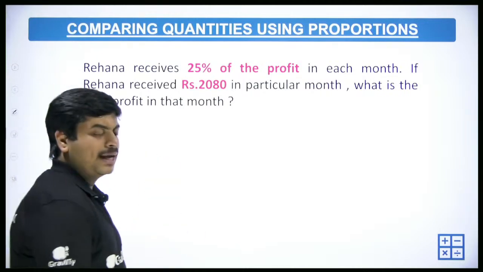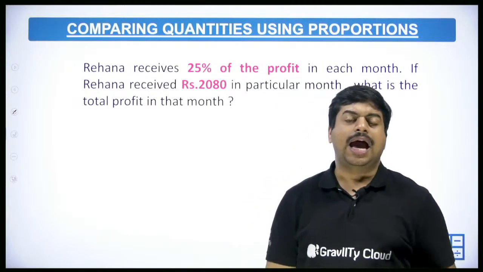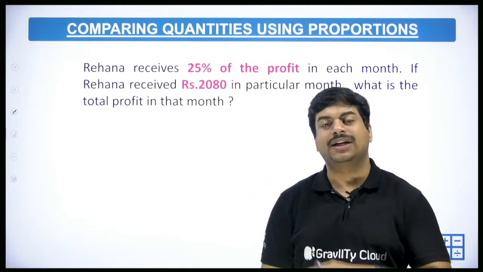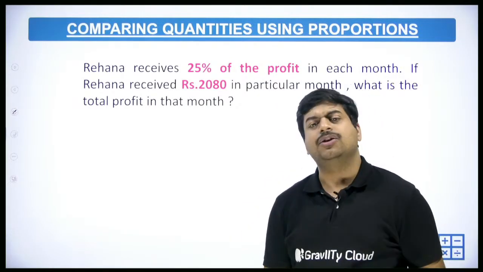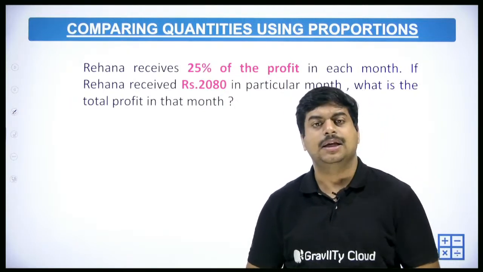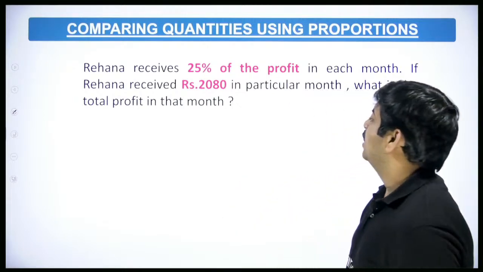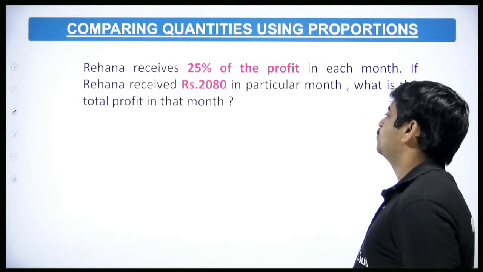So she has a business, Rehana, right? Out of that business, there is some profit, and she takes 25% of the profit every month. Let's say you have 4 rupees. Out of that, 1 rupee will be hers. If you have 100 rupees, you'll get 25 rupees from that, right? So Rehana receives 25% of the profit each month.